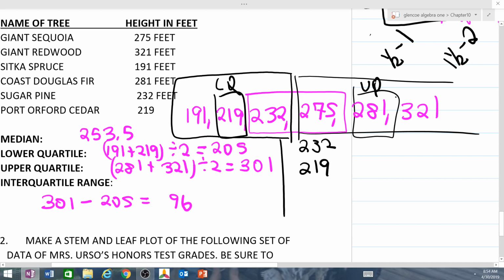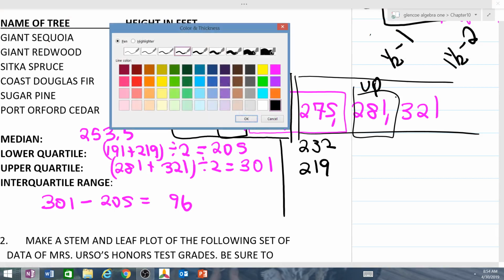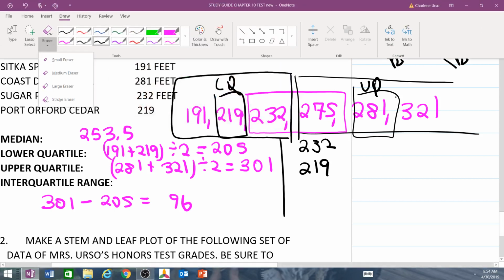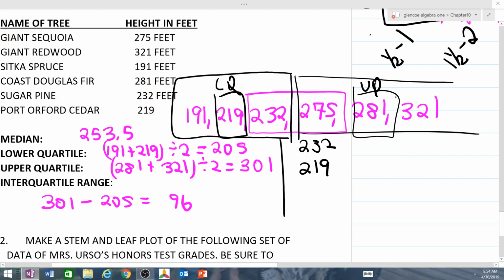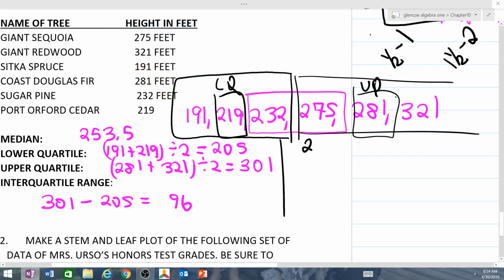So let me erase those and put them in the right place, and I apologize. Stop talking and teaching at the same time. Doesn't work. All right, let's get it right for you. So the lower quartile is 219, the upper quartile is 281, and the interquartile range would be 281 minus 219, which is what, guys?